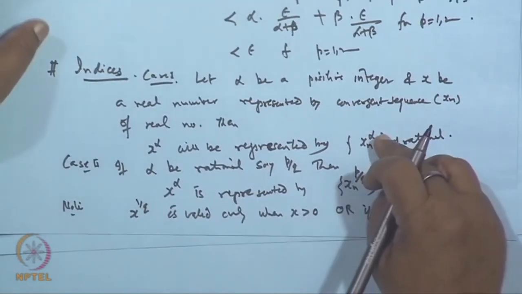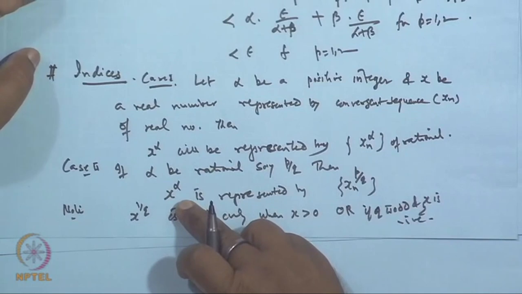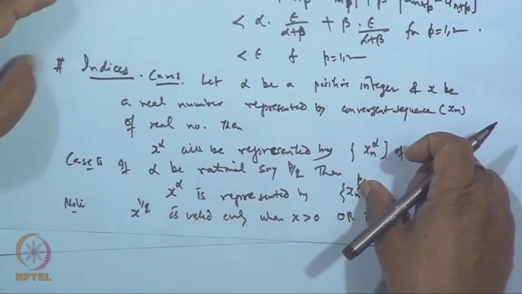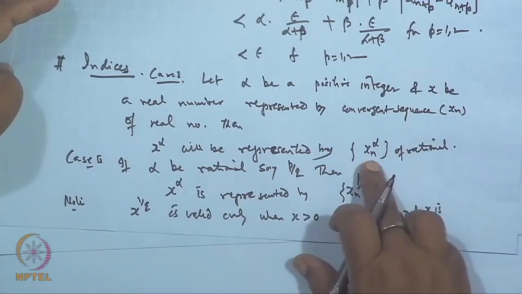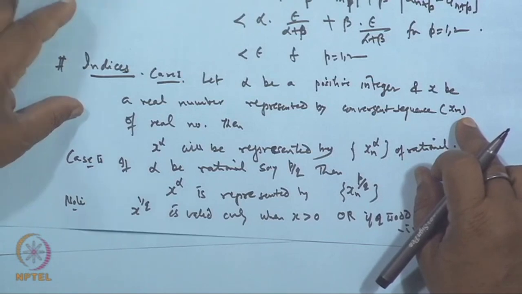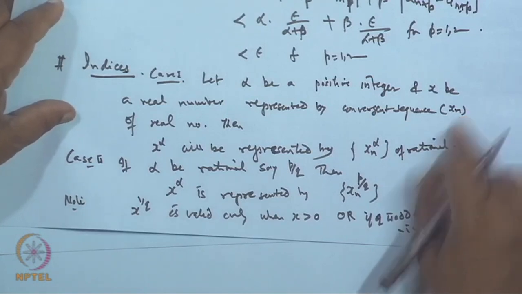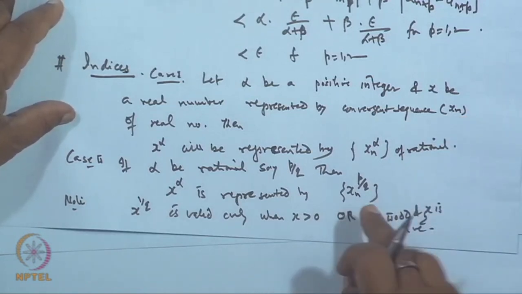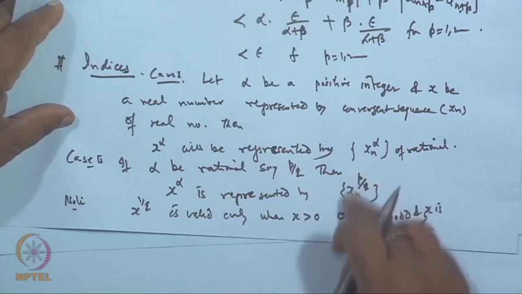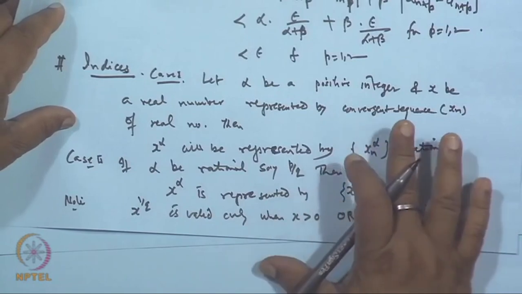Alpha was an integer and here it is rational. So, p is an integer, but 1 by q I am talking about, because this is not defined for even q when x n is negative. Here x n cannot be negative, unless q is an odd number, then only it is defined. So, the irrational case we will see later on. Thank you very much. Okay, next class we will see.